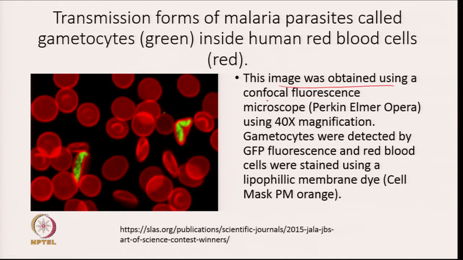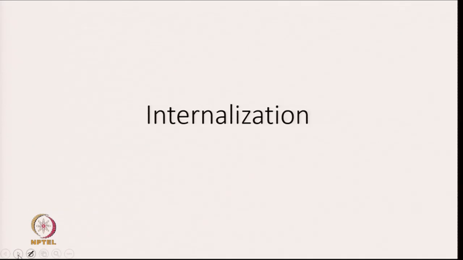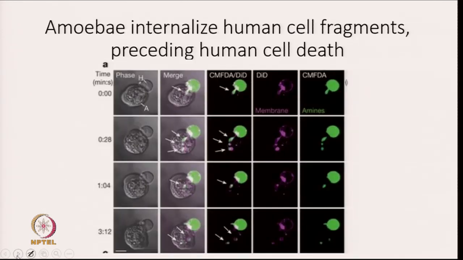This image was obtained using a confocal fluorescence microscope. Gametocytes were detected by GFP fluorescence, and the red blood cells are stained using a lipophilic membrane dye. Now you can look at the gametocytes of the malaria parasites, how they have gone inside human red blood cells. We can also know the internalization of different bacteria or different molecules inside the cell.